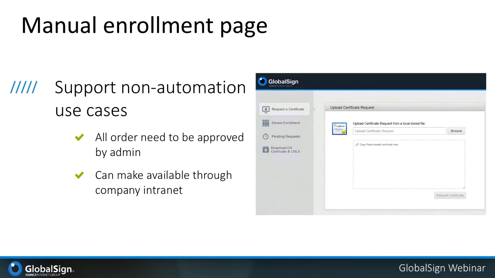So this kind of provides an additional layer of security that you would need. After all, you wouldn't want anyone within the company who is not part of the domain to be able to request all kinds of certificates. So having this approval process really comes in handy.